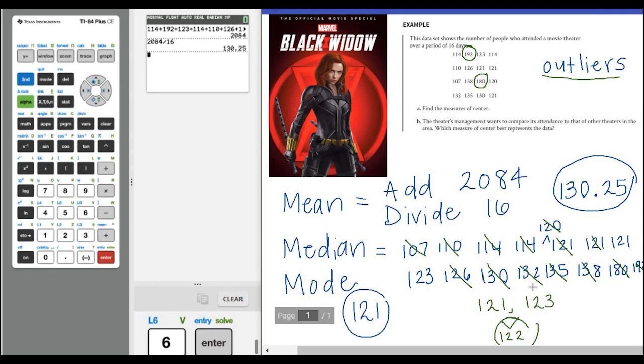So what I'd like you to do is answer this part B yourself, and let me know what you think. What is the best summarizing number to represent the data?